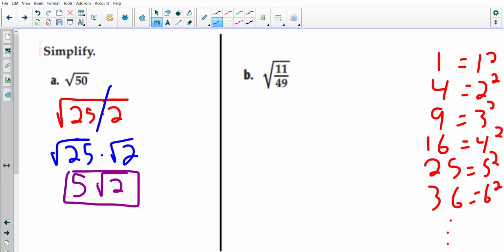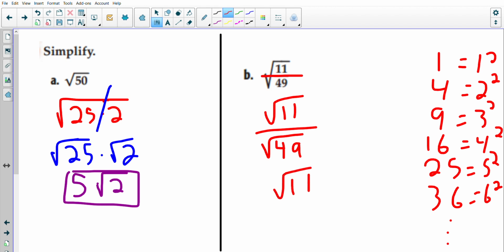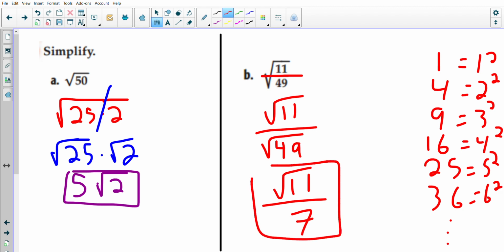Now let's look at the square root of 11 over 49. In this one, I want to split that horizontally. So I get the square root of 11 over the square root of 49. The square root of 11, I can't do anything with, so I leave it, but the square root of 49 is just 7. So there we have it. We're done.